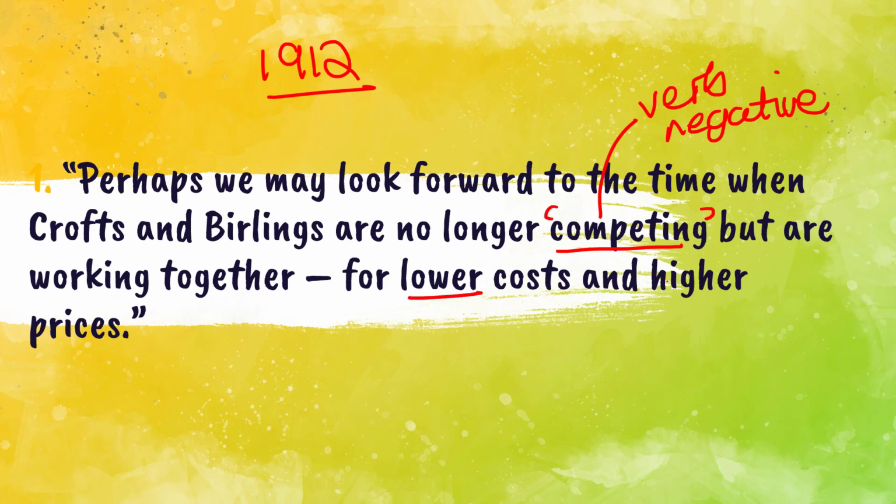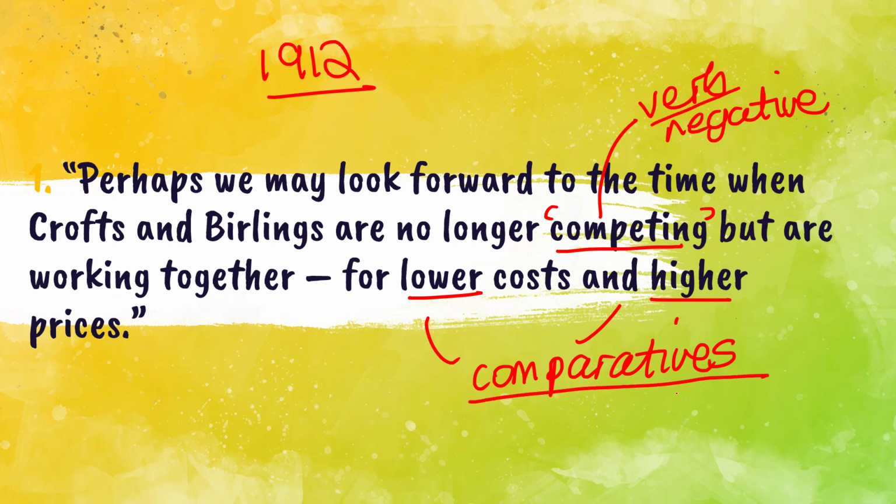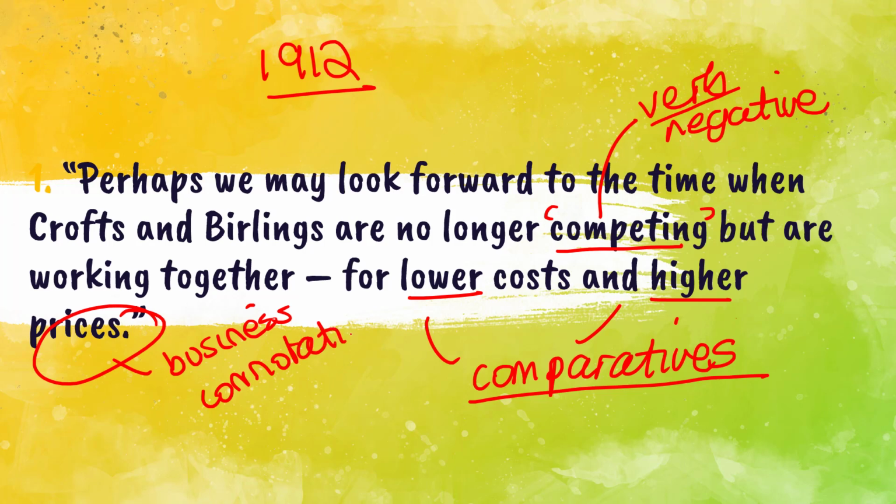You've also got lower costs and higher prices juxtaposed in this. Both of those word classes are comparatives. So that's another technique that you can use there. You've got the verb, the doing word, and you've got comparatives, lower and higher, and you've got this focus on prices. The noun prices makes him look very business focused, business connotations here, not making him look great at all, really, quite negative. That is quote number 1.